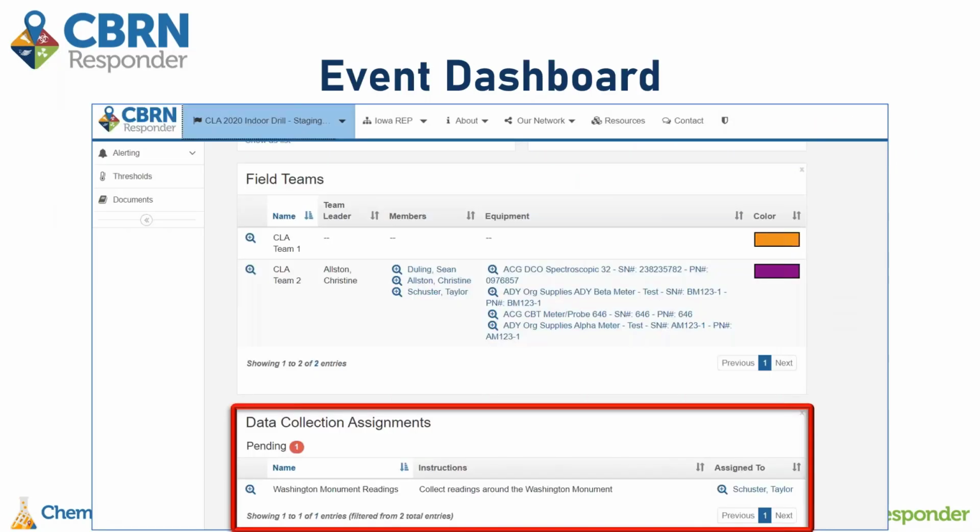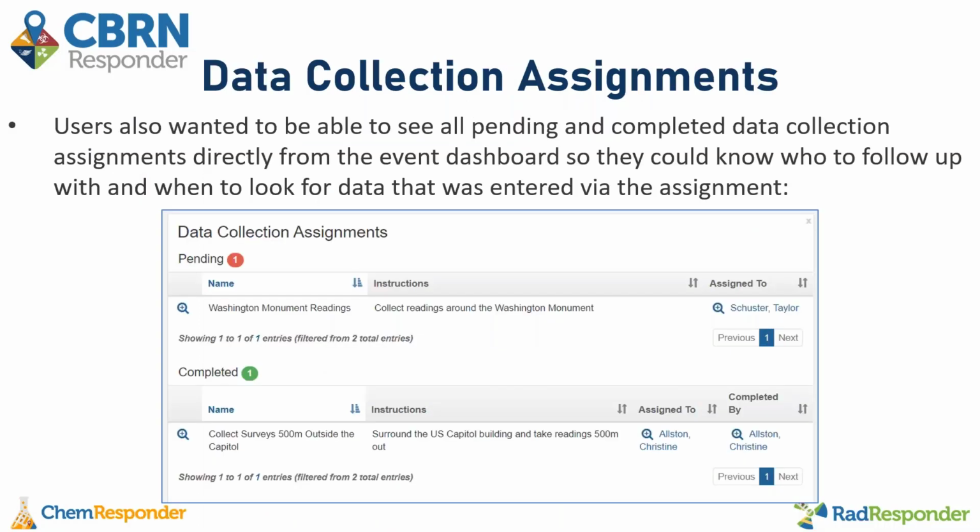Scrolling down a little more, you'll see a data collection assignment section. And this is also new. So when talking to users about what they wanted to see in these dashboards, they wanted to see the pending and completed data collection assignments directly from the event dashboard. So they could either follow up with someone who hasn't completed an assignment, or if an assignment has been completed, they know they can now take a look at the data associated with that assignment.